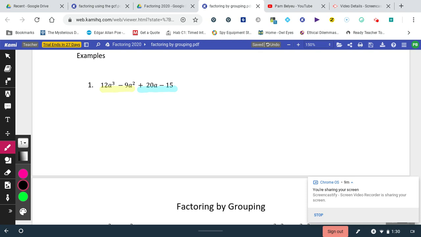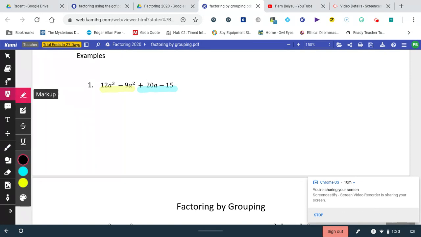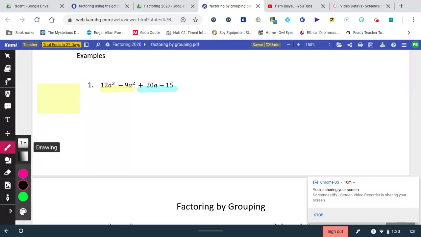All right, so now since I have the groups, I'm going to do the group in yellow. So I completely ignore the group in blue, the 20A minus 15. Okay, I ignore that pair. Pretend like you don't even see it. Matter of fact, if I had something to cover it up, I would cover it up. All right, so we're only going to focus on 12A cubed minus 9A squared. Just that part. So I'm going to put them in different colors, so maybe this will help you.